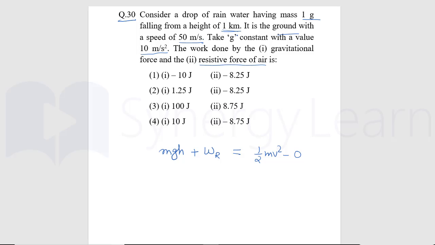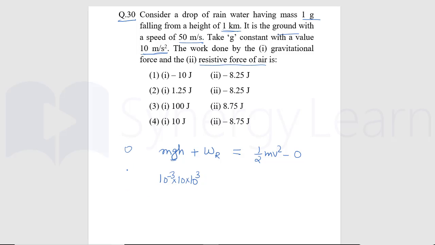See, 1 kilometer height in comparison to radius of earth is very small, so we can take g to be constant, and which is also mentioned here. So, from this case, mgh, mass is 1 gram, that is 10 raised to power minus 3 kg, g is 10 and height is 10 raised to power 3.